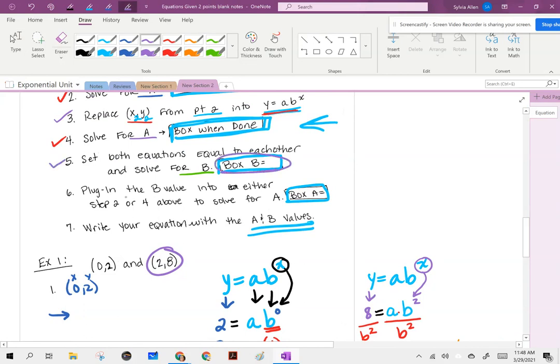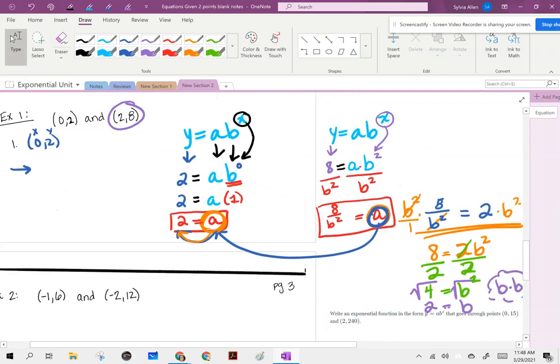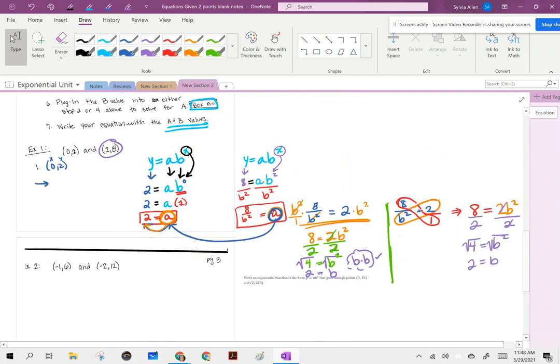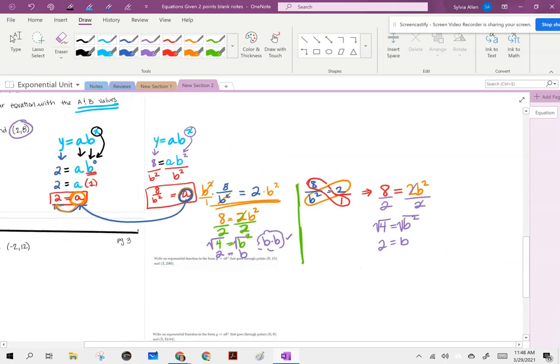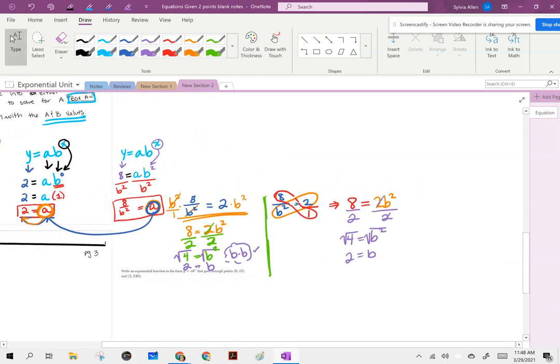And then it says plug the b value into either step 2 or 4 to solve for a. But the difference is we already solved for a because we already said a was 2. But let's just say that we didn't know that. We could plug it back into this equation right here. So let me just tell you where we are so far.